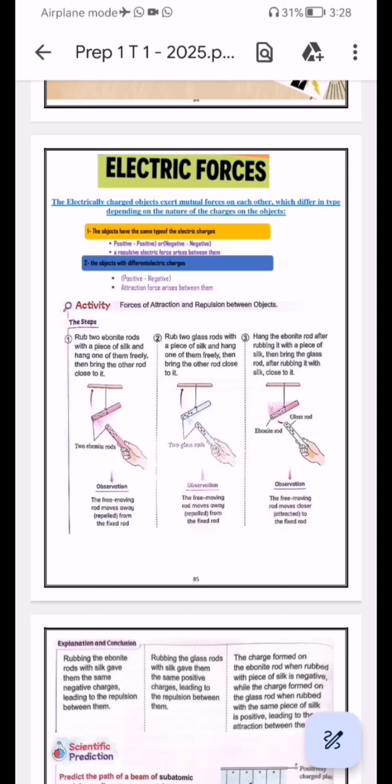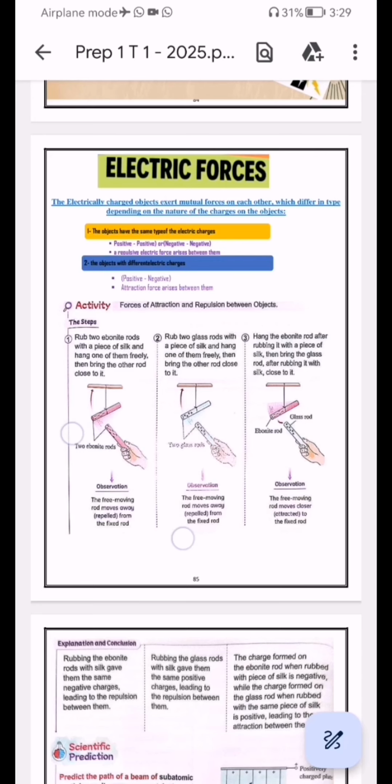We have two types of forces, electric forces: repulsion or attraction. If two objects have the same type of electric charge, a repulsion force arises between them. But if we have objects with different charges, one positive and the other negative, an attraction force arises between them. So we have two types of electric forces, repulsion or attraction.